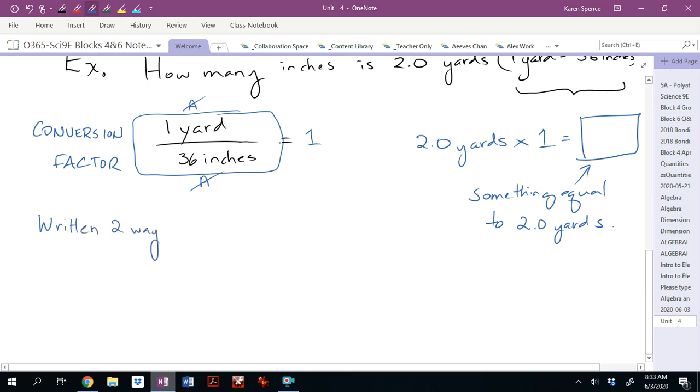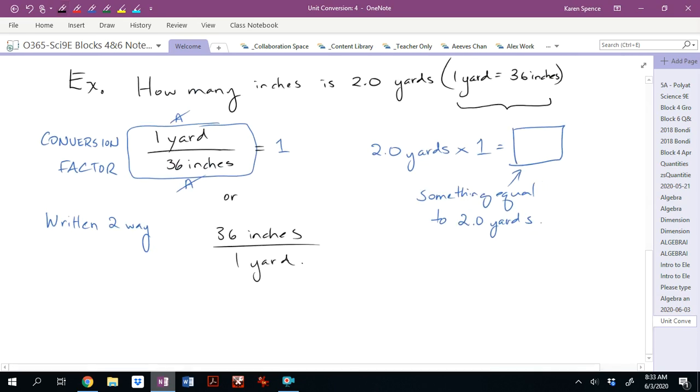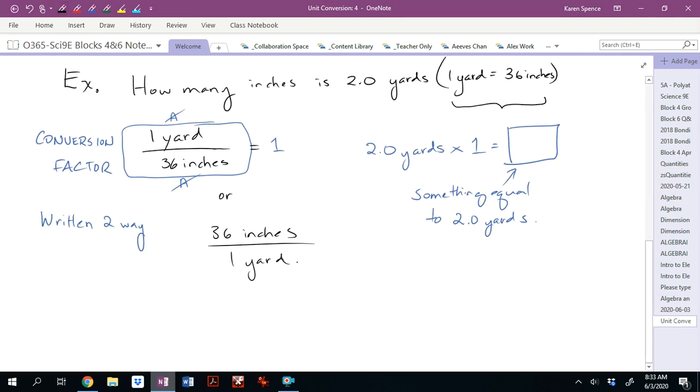You can write it right side up, 1 yard over 36 inches, or you can write it upside down, 36 inches over 1 yard. And we are going to look and see which one will work better for our question. So I've just made it a little smaller so we can see everything. And I want to know how many inches is equal to 2 yards.